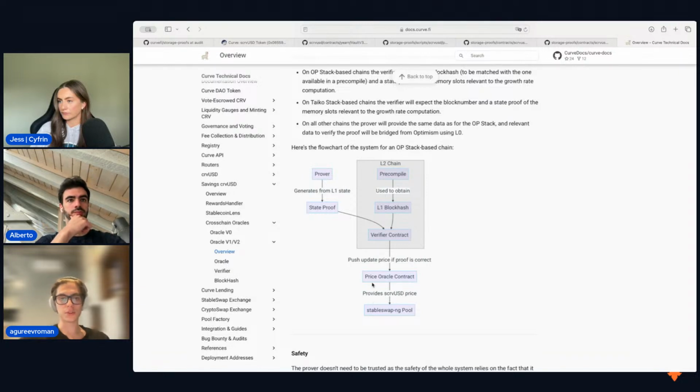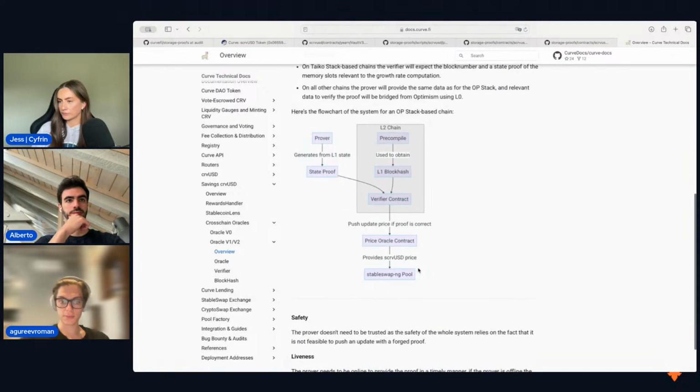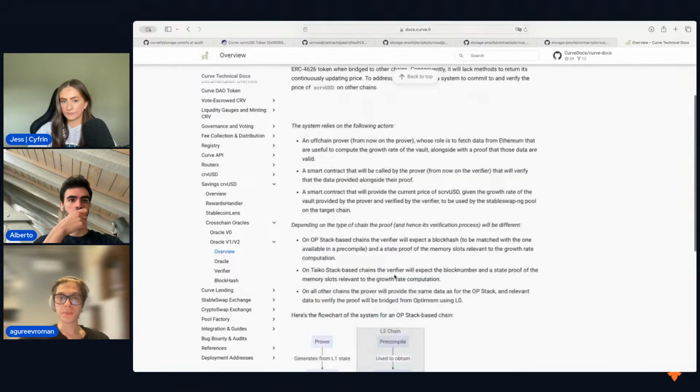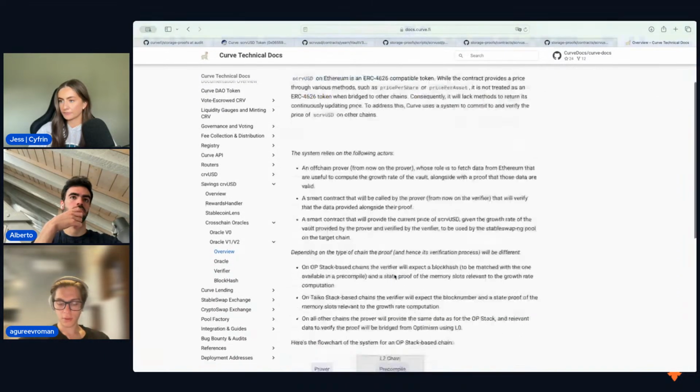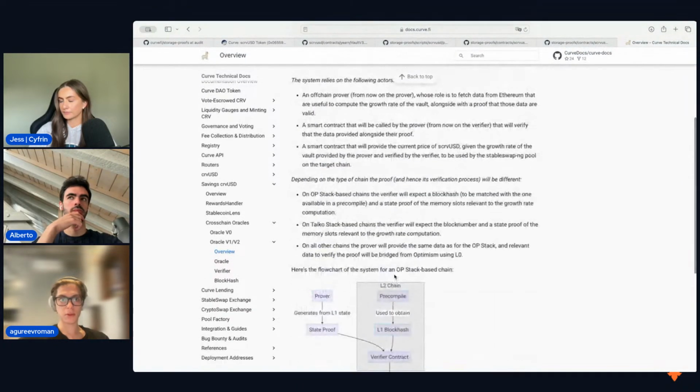And then it pushes the price to the price Oracle contract. And then it can be used anywhere, in stable swap pools or lending markets or anything. Maybe that's it. Alberto, do you have something to add?